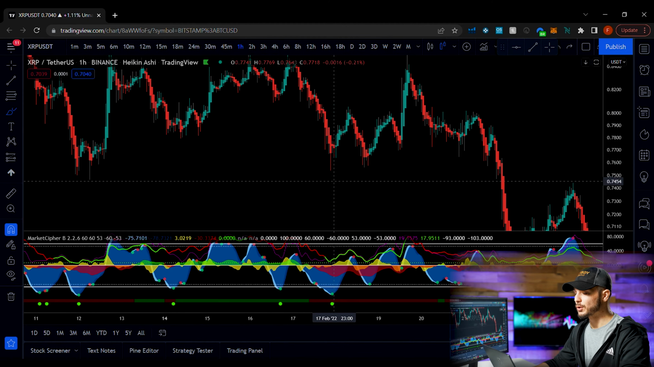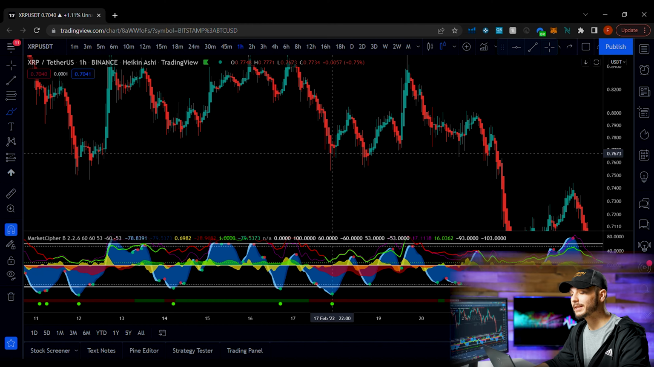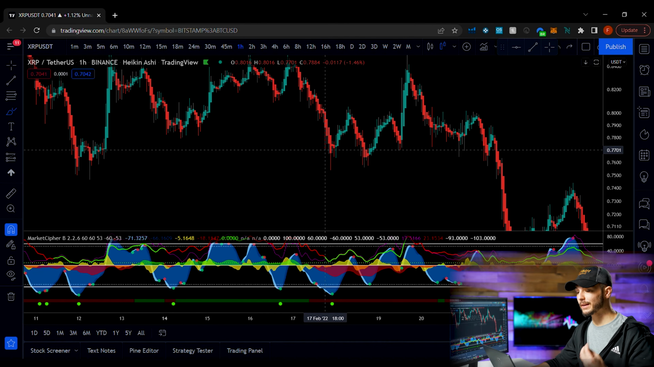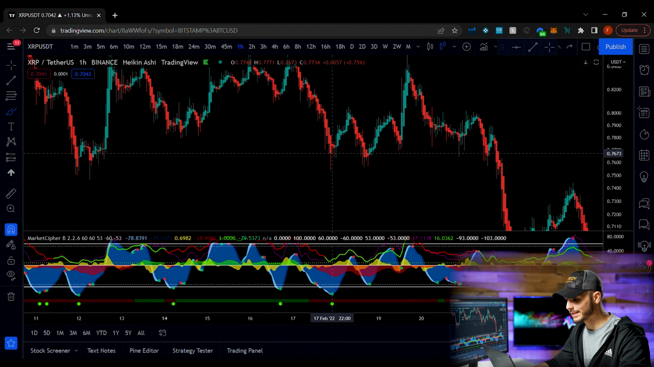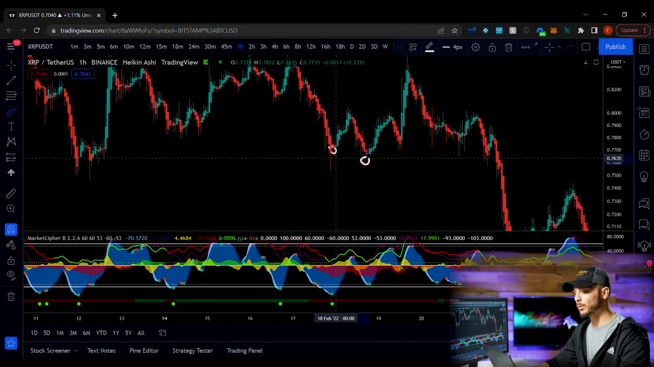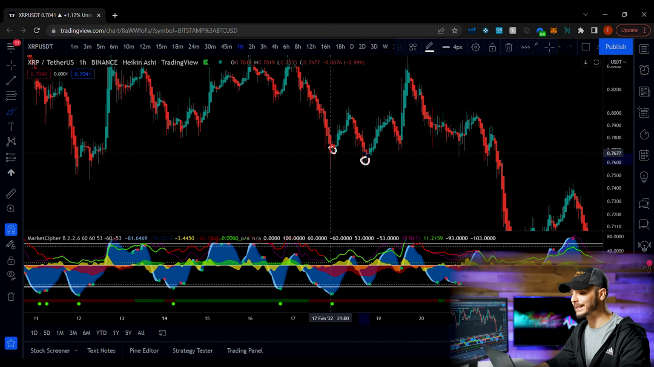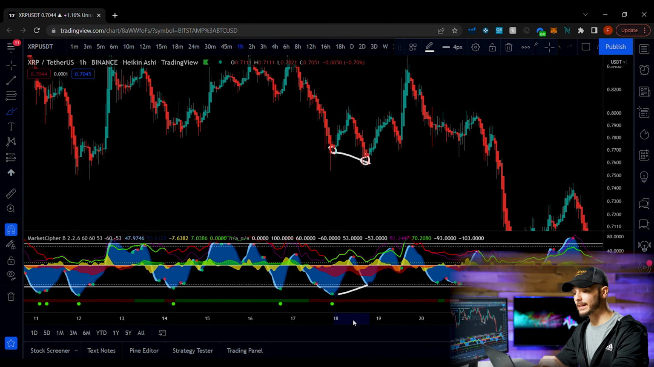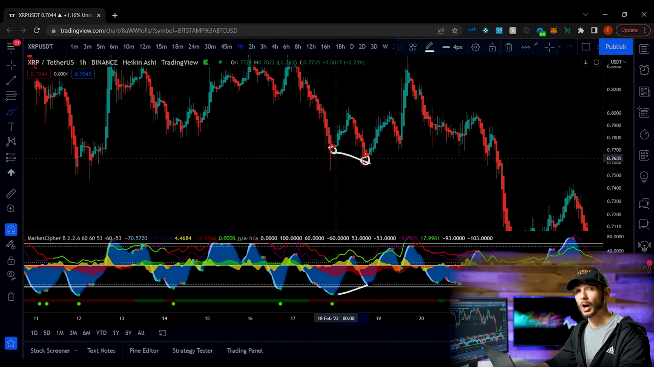So once you find that, you want to come up to your price, and you want to see price making a lower low. Right? So for bullish divergences, you're looking for price to be making a lower low. As you can see here, we have a low right here, and then we have a lower low over here. So this is what you want to see. You want to be able to draw a downward diagonal line on your price. So you have your upward diagonal line on your Market Cipher B and your downward diagonal line on your price.